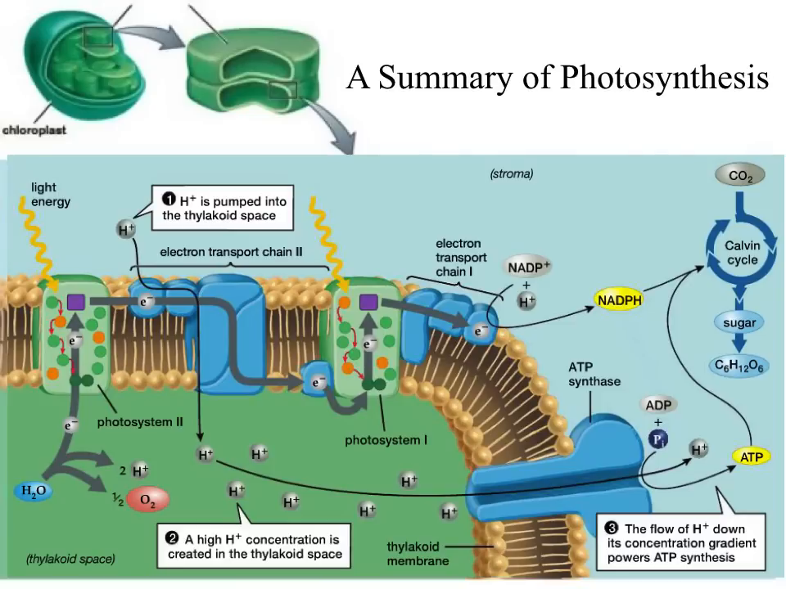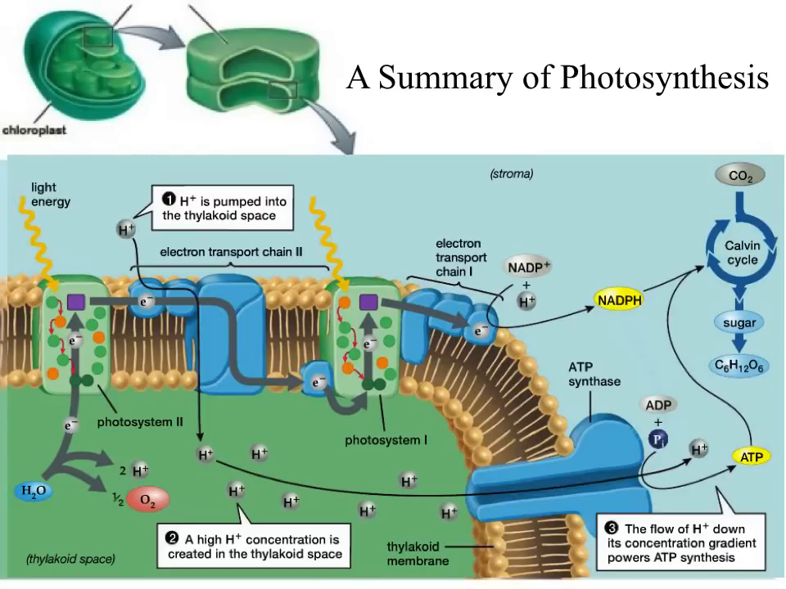What does hydrogen do again? It's through the kinetic energy, through the motion of these hydrogens flowing from the thylakoid to the stroma through the ATP synthase, that it will allow the binding of ADP and inorganic phosphate to make ATP. This is one of the products of the light-dependent reactions, but that's only half the story. Those products will eventually become the reactants of the Calvin cycle.